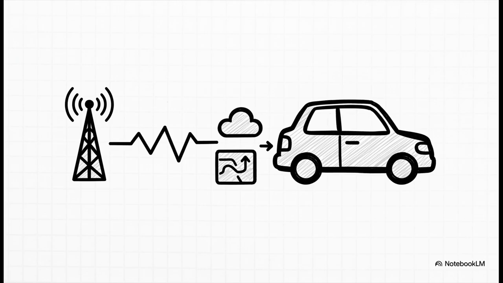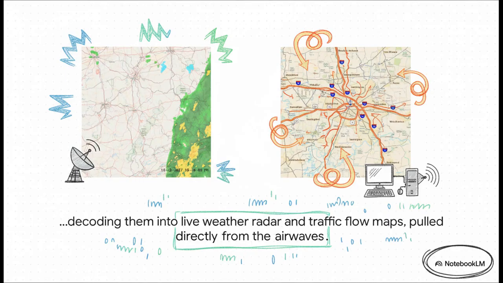It turns out some of these stations are broadcasting data packets that are meant for the navigation systems in cars. We're talking real-time traffic information, live weather data, all being sent out constantly over the airwaves. Well, with the right software, you can actually snatch those packets out of the air and put them back together. And what you get is just, well, it's mind-blowing. Live weather radar, traffic flow maps, all of it displayed right on your computer, pulled directly out of thin air. It's a live data feed hiding inside a radio station.